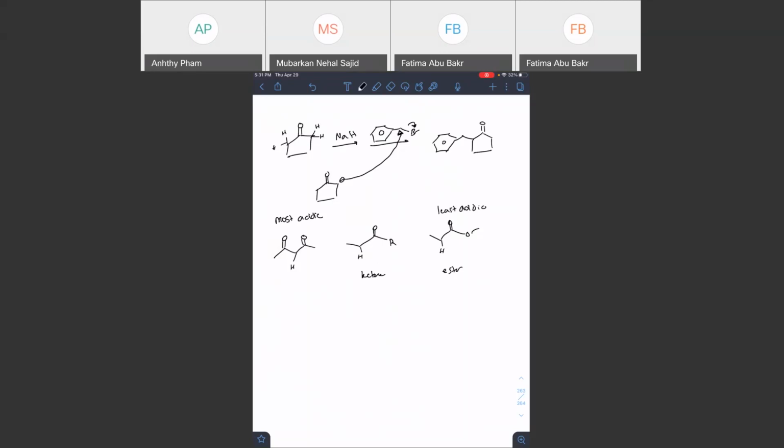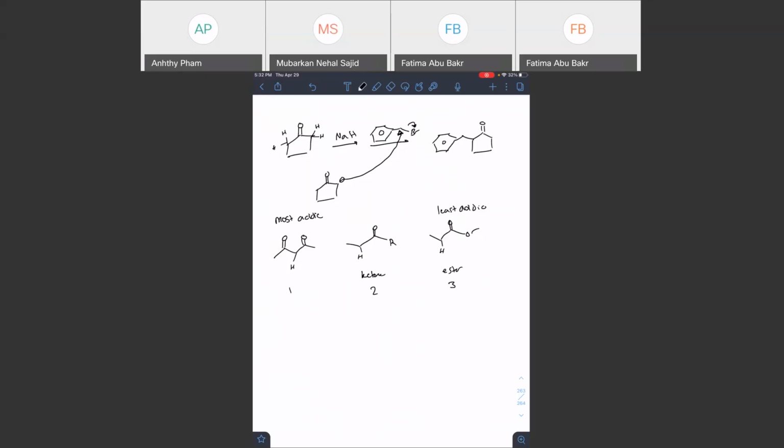So again, the most favorable is to be obviously alpha to more carbonyls. The more carbonyls, the better. And then between other ones that are only adjacent to one carbonyl each, it's more favorable to be next to a ketone versus an ester in terms of acidity, right? So we would say that this one would react the fastest, this one would react the second fastest, and this would react the slowest.